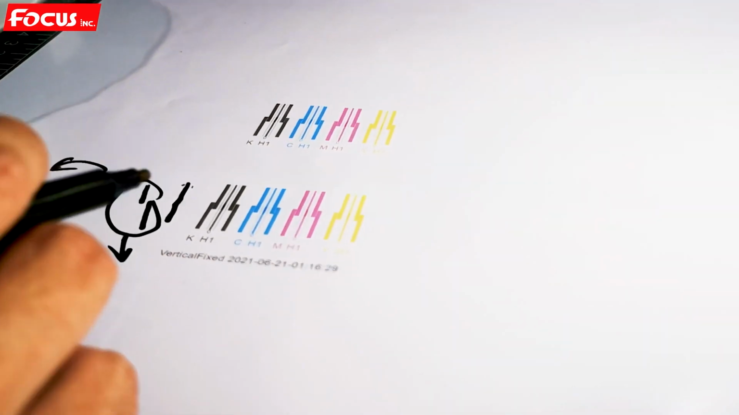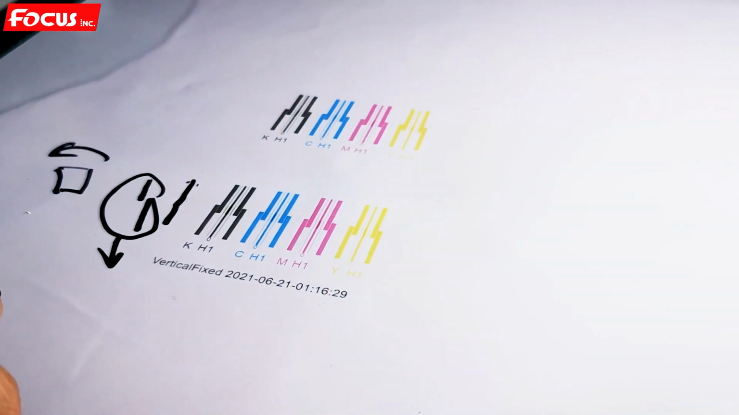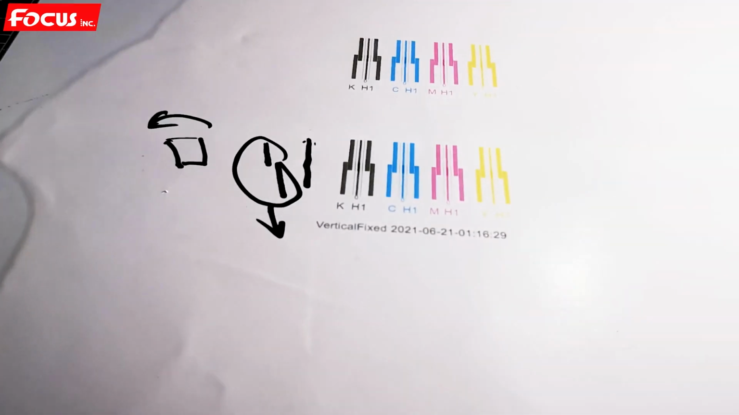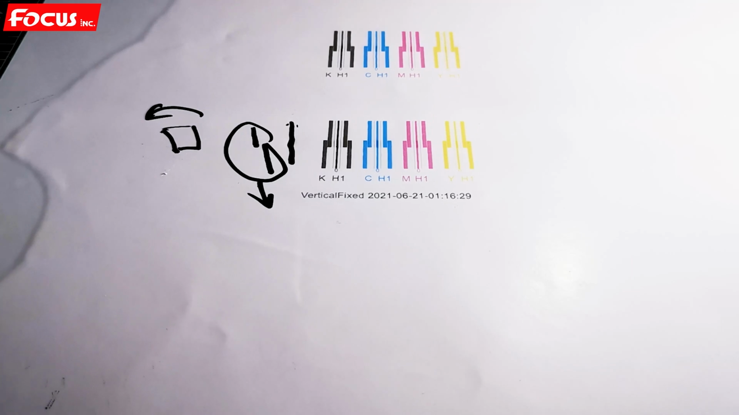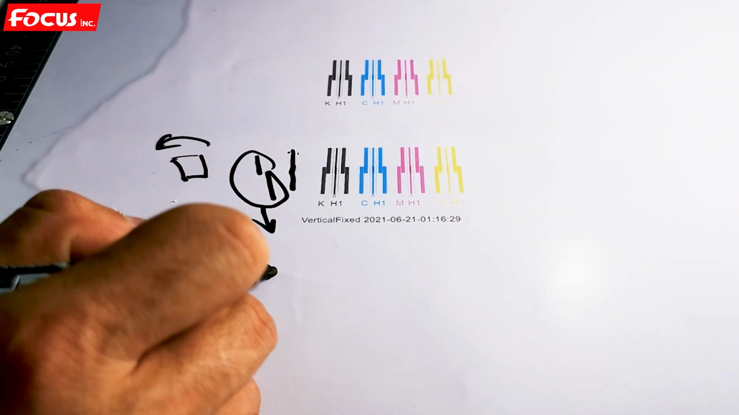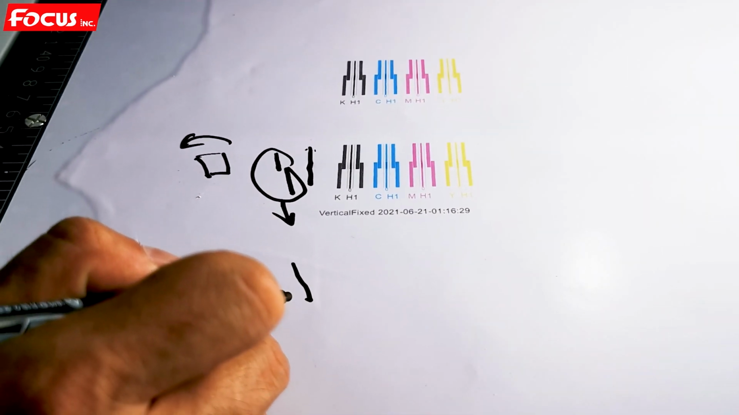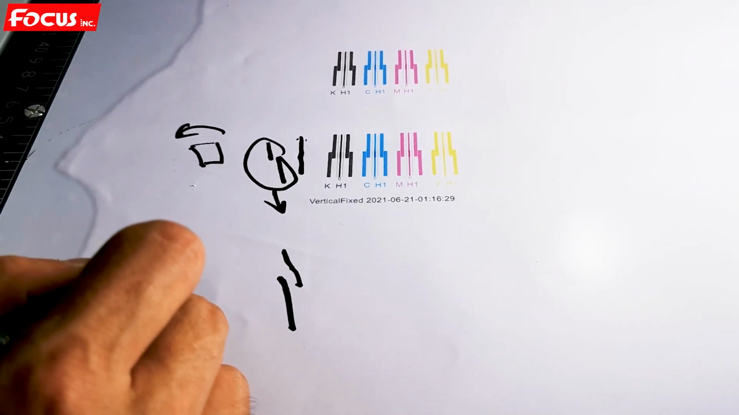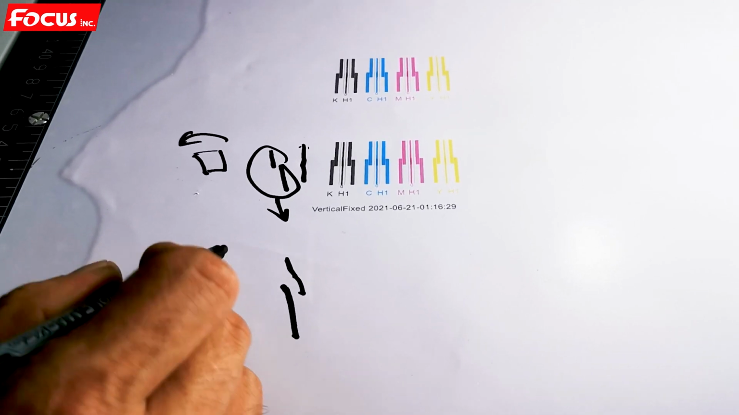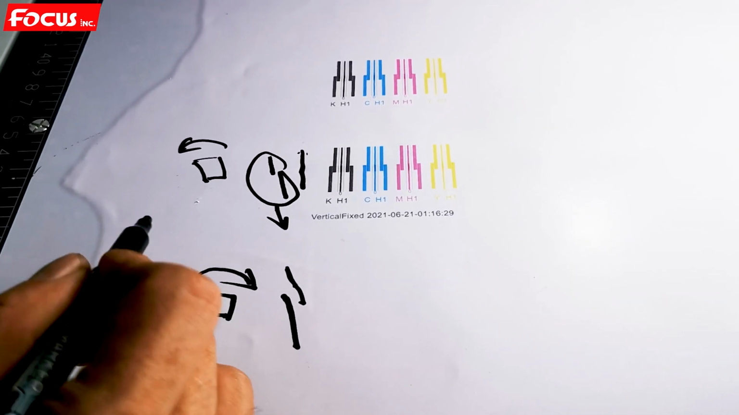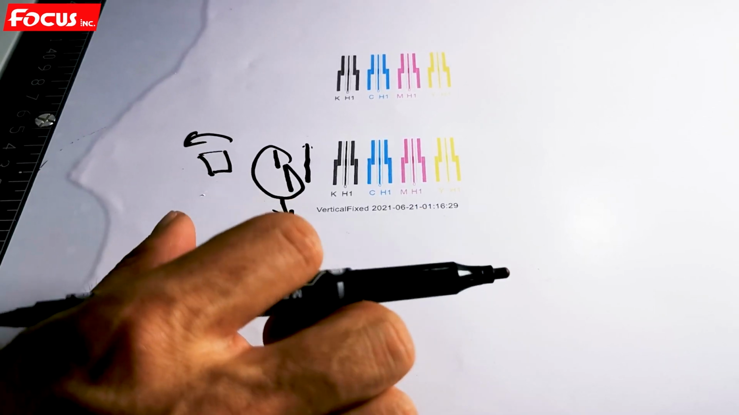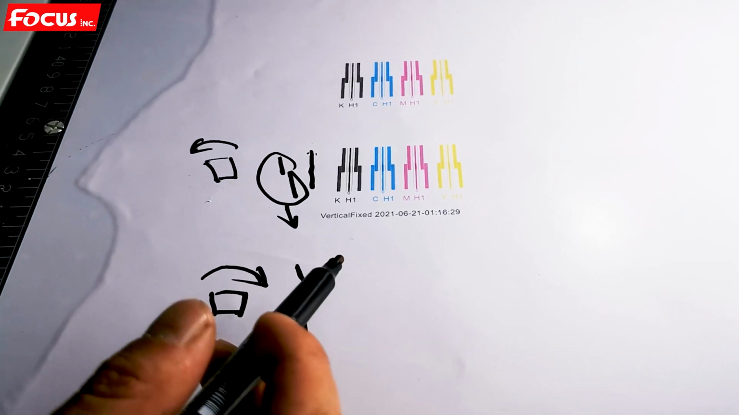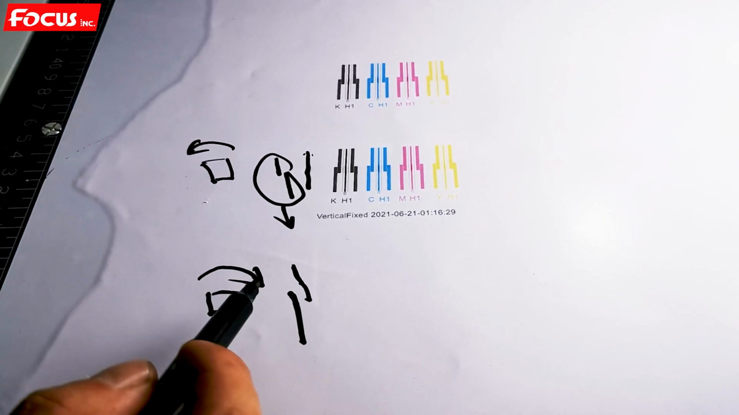So if the printed picture is like this, where the top is to the right and the first is to the left, we need to adjust the print head. For example, this is a print head. We need to readjust it at this position to make the print head a little bit more vertical. So this is the procedure to do the calibration of the vertical.